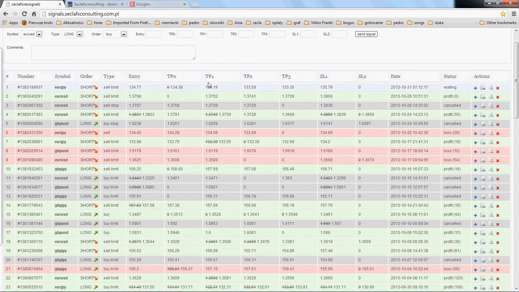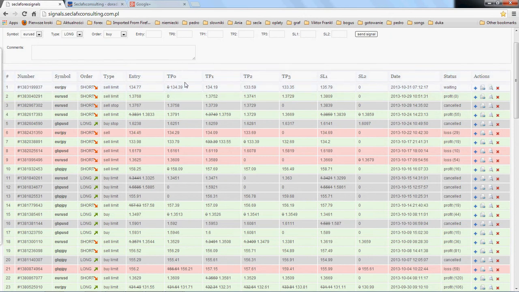As you can see, I usually have a few levels of profit taking. Usually I set up a TP1, TP2, TP3. Sometimes I make a comment and say, okay, you can keep your position a bit longer. Sometimes I use a TP0, which is a very close position to the entry level.